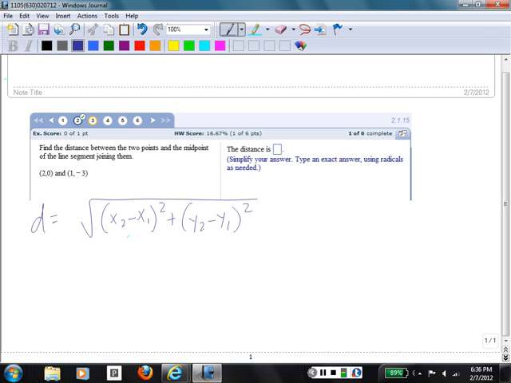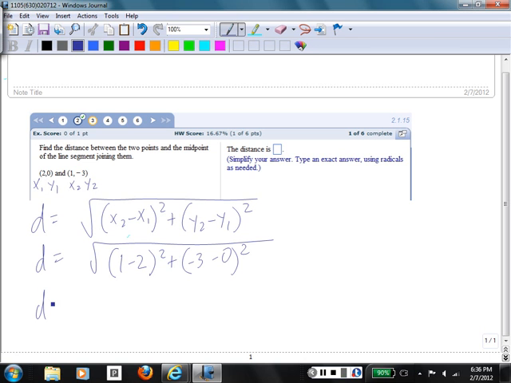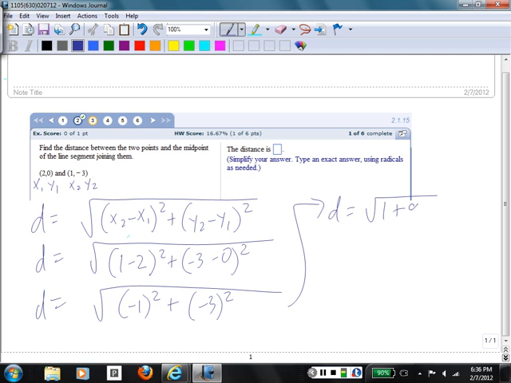So here, take either one of those ordered pairs, call it x sub 1, y sub 1, maybe this one. Call the other one x sub 2, y sub 2, and then D equals the square root of the x's first, 1 minus 2. That's going to be negative 1, and negative 3 minus 0. So we're going to square that negative 1, and square that negative 3, and add those squares. 1 plus 9. So the square root of 10.